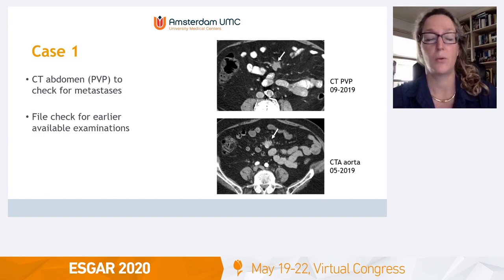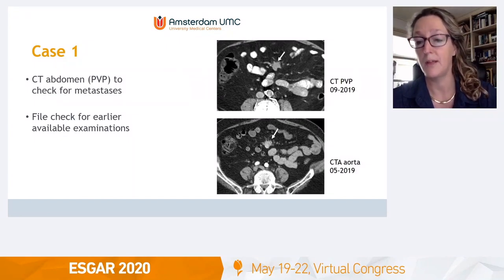So what we did then was check whether we had any earlier available examinations. And this patient did. She underwent a CT angiography of the aorta in May 2019. And in the lower right corner, you can see the arterial phase image at about the same level. And you again see the mesenteric mass. And you can very nicely see that it has arterially enhancing components. So we had a tentative diagnosis that we put in a report.